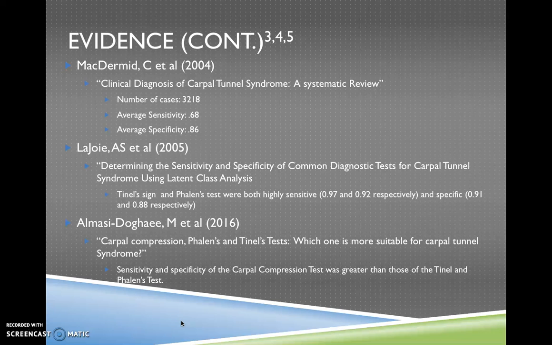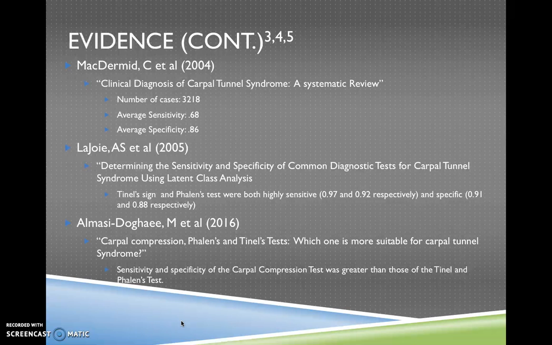Other articles have observed validity of the Phalen's Test while comparing to other tests for carpal tunnel syndrome. A systematic review by McDermott et al. in 2004 reviewed 60 articles to observe validity of carpal tunnel tests such as Phalen's, Tinel's, and the carpal compression test. The most frequently studied test was the Phalen's Test, where the average sensitivity was 0.68 and the average specificity was 0.86.